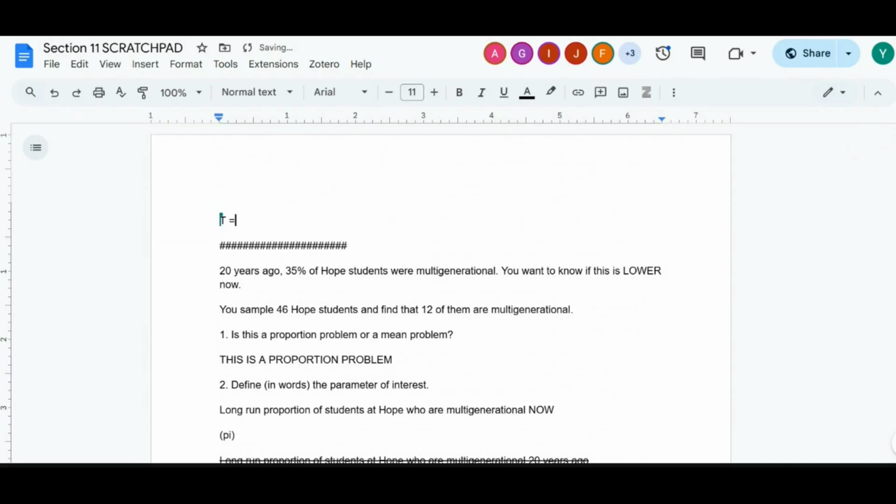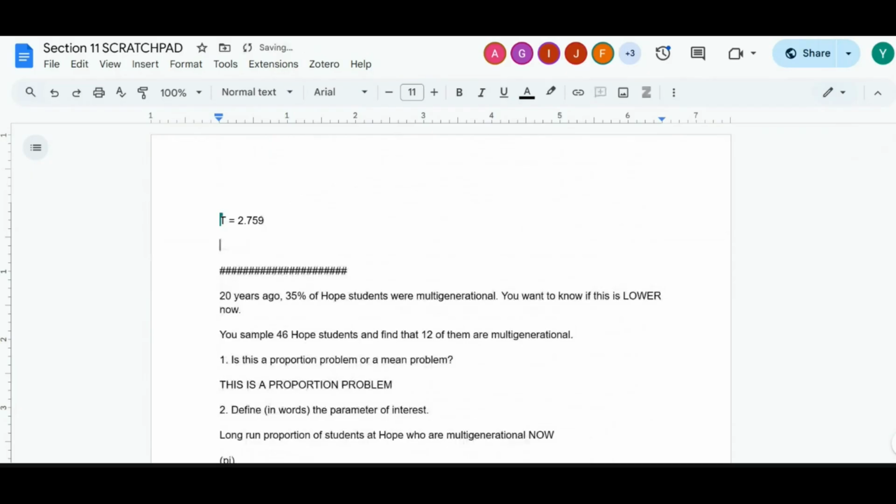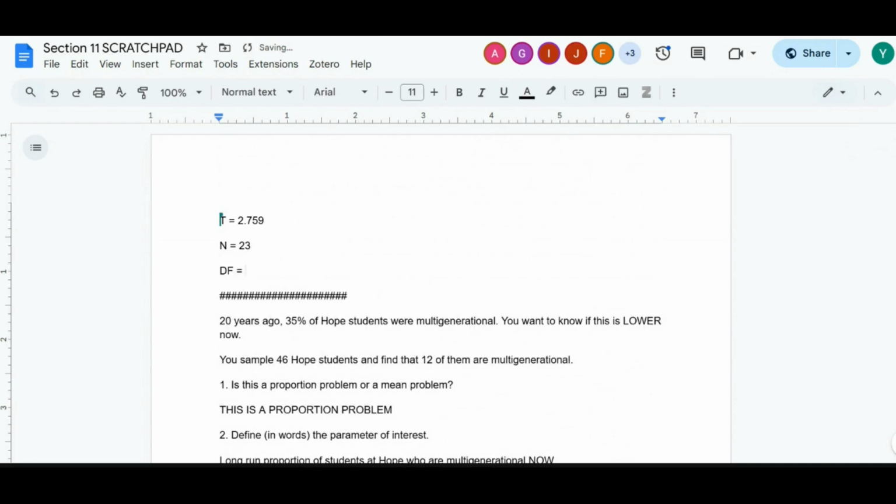Let's say I got a t value like 2.759. Let's make something up. And let's say the sample size was 29. Oh, no, let's go with something else first. 23. Okay. So first of all, establish what's the degree of freedom. What's the rule? The degree of freedom is always n minus 1. Good. Which means it's 22.